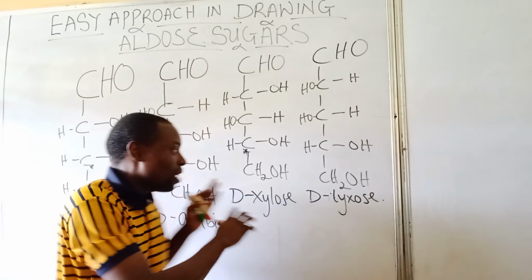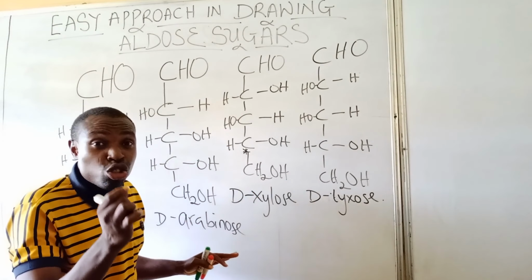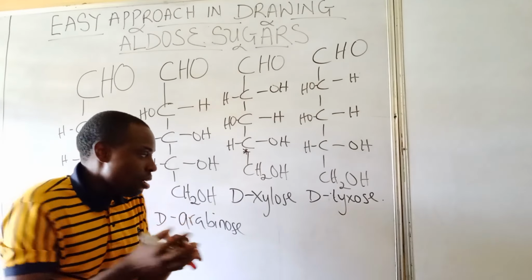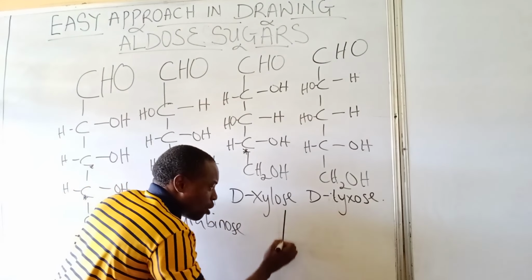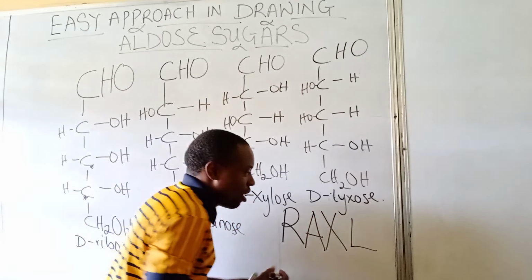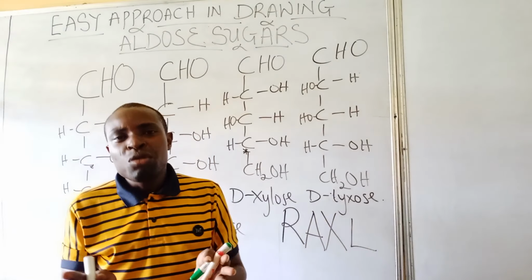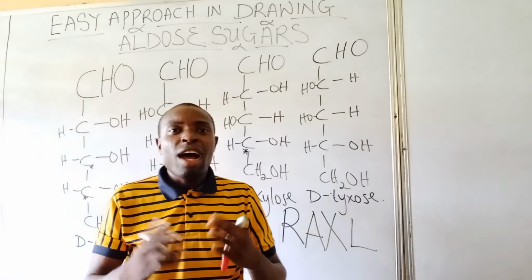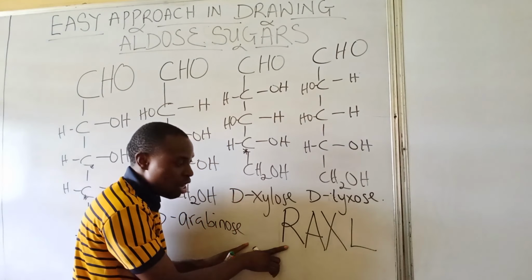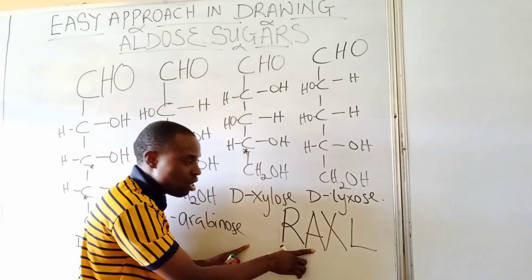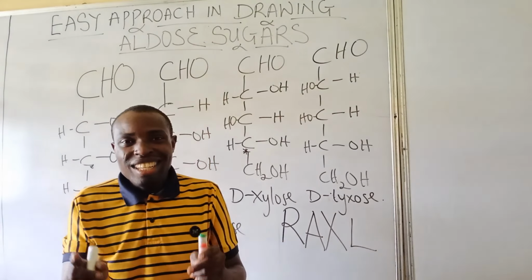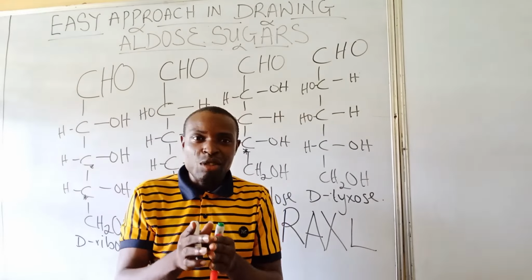Now in short, you'll be wondering, how am I able to recognize them? Try to devise your own shortcut, your own name and acronyms. For mine, I make it with RAXL. In our Nigerian tune, we call it RAS. So this is RAS: R stands for ribose sugar, then arabinose, xylose, and lyxose. Lastly, is for the aldoses.